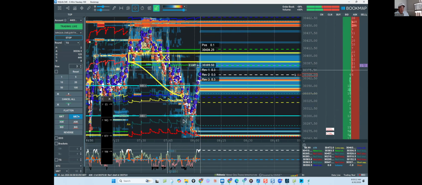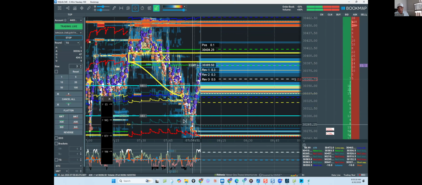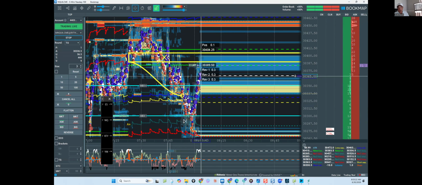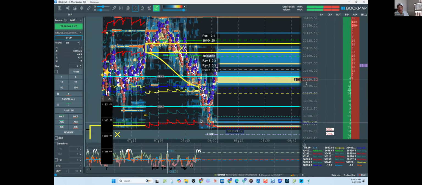Really, I should have 2. And the thing is, I only put on 2 because I wanted to put on 2 lots, and each one of these is risking $400. So that's why I only put 2 on. So not only did I have full size on here, I should have had 3. I missed it. I missed the 2 ATR trade, but that's okay.